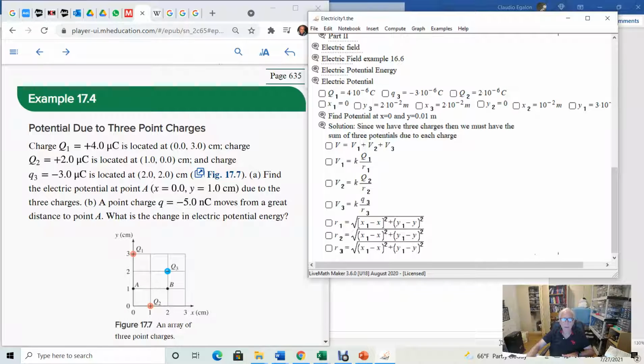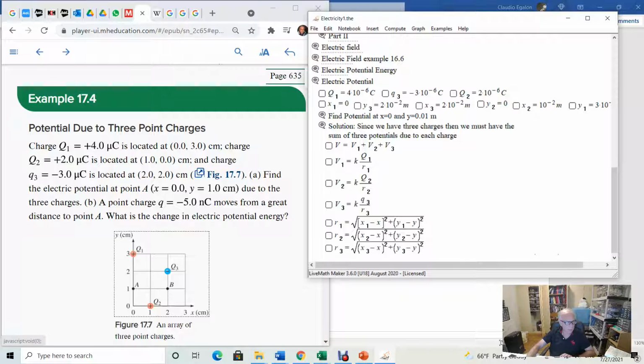Okay, so here you go. That's going to be 2 and 2. That's going to be 3 and 3. Right? That's how we find R1, R2, R3. Use the Pythagorean theorem. Let's see if it works.